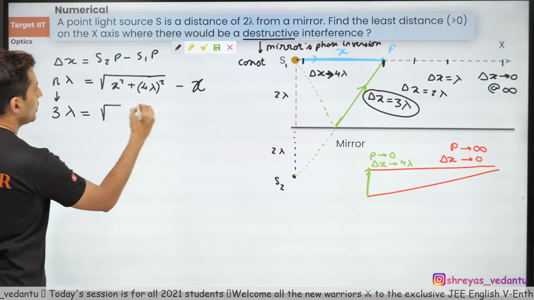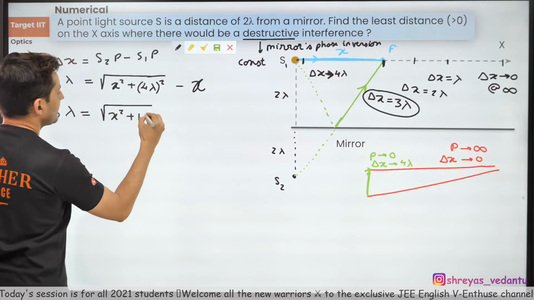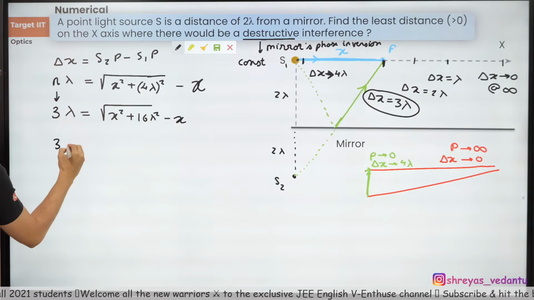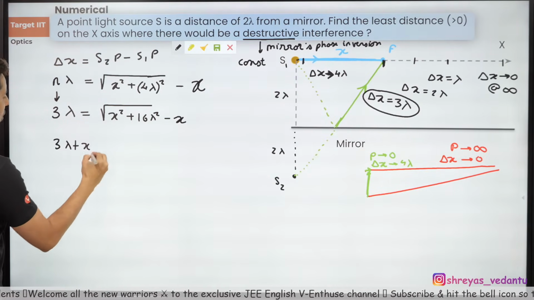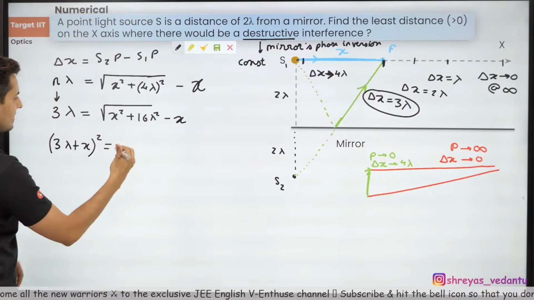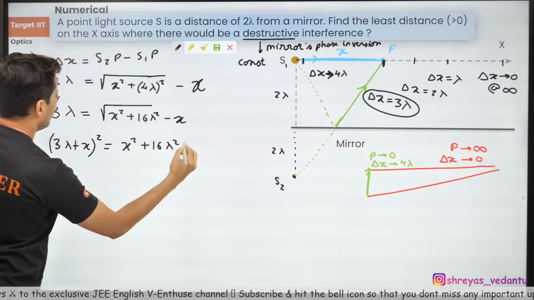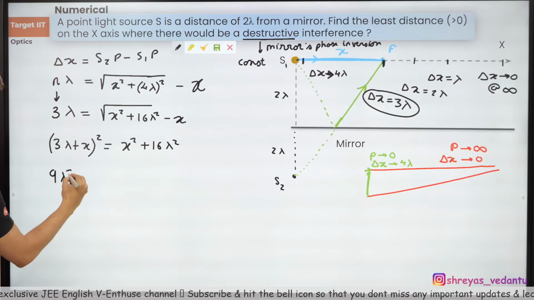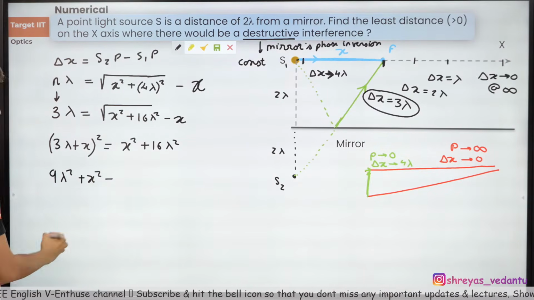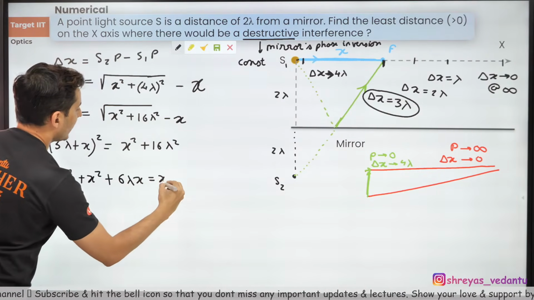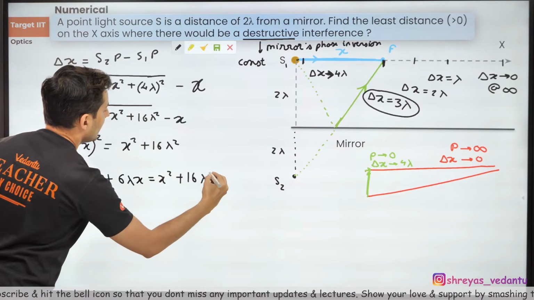Lambda is equal to root of x square plus 16 lambda square minus x. Shift that x over here. So 3 lambda plus x whole square. Square both sides. That root goes away. So x square plus 16 lambda square. So this will become 9 lambda square plus x square plus 3 into 2, 6 lambda x is equal to x square plus 16 lambda square.